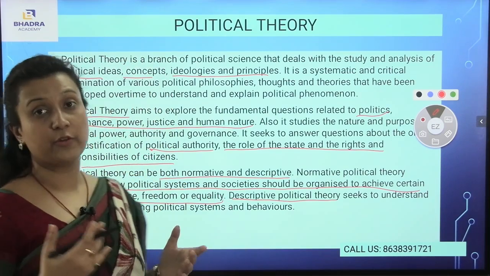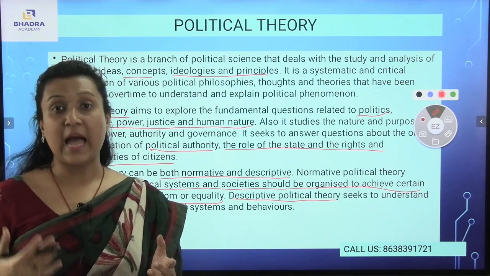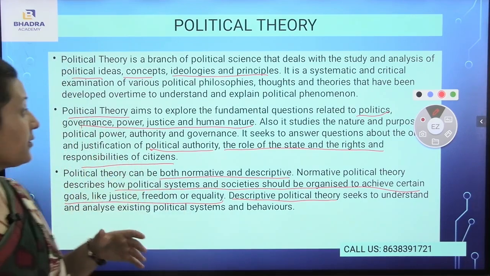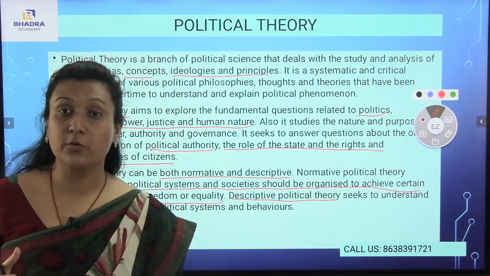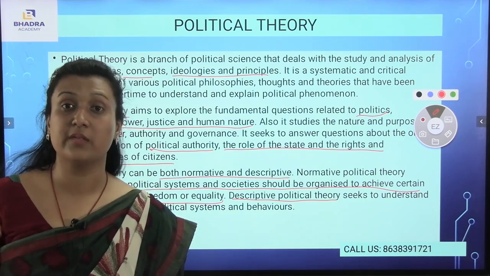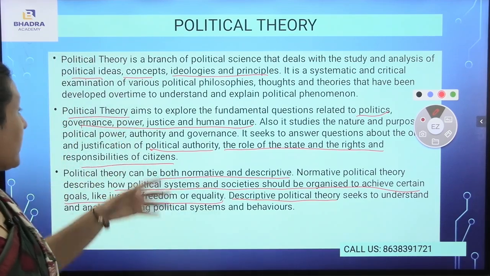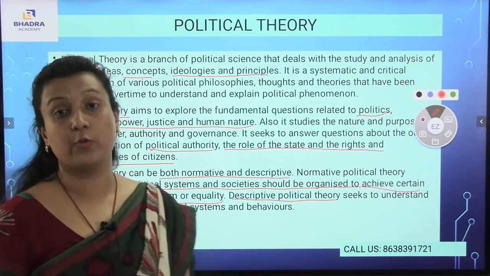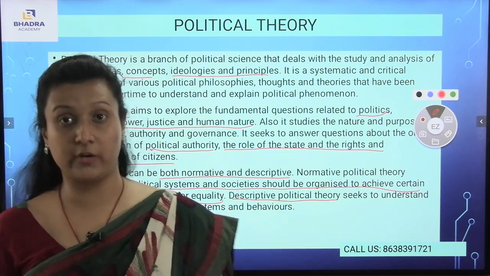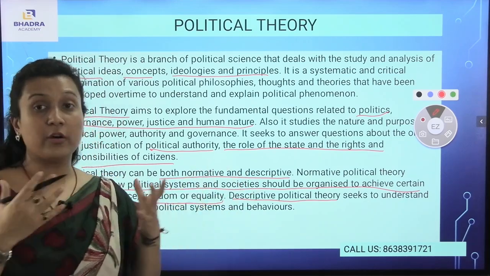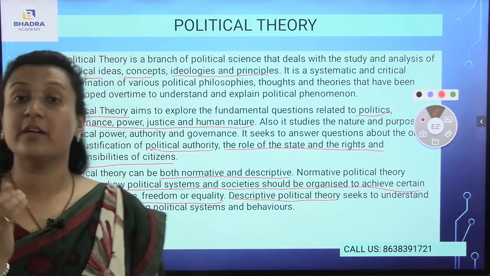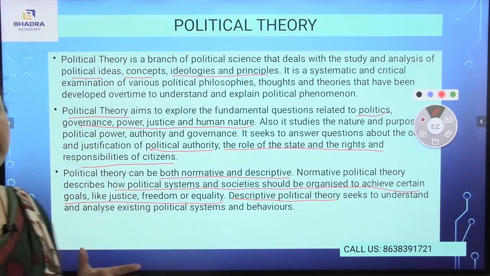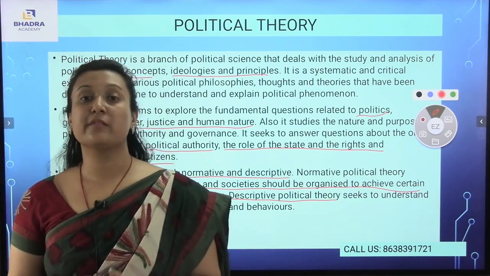First, we have understood about political theory, which comprises the concepts, ideologies, and also the principles and political ideas. The second is that political theory refers to the fundamental questions that seek answers regarding justice, power and human nature. On the other hand, it also comprises the role of the state, the political authority, the power, rights and privileges of the citizen, and the role of the citizen, the role of the state, the role of the country as well. And third, it is divided into normative political theory and descriptive political theory.